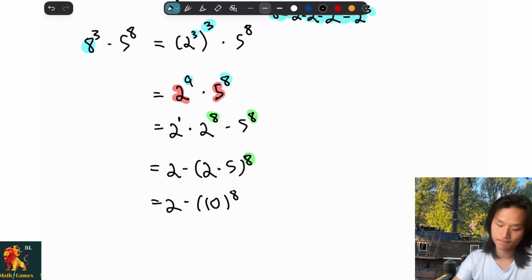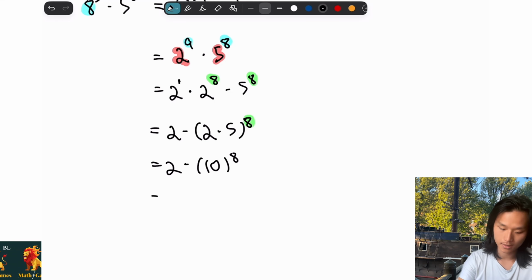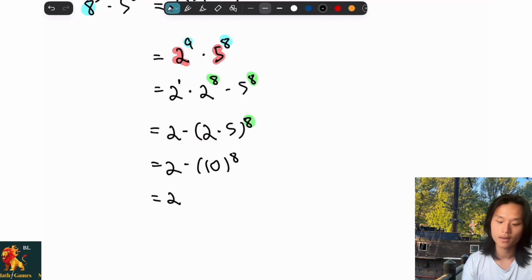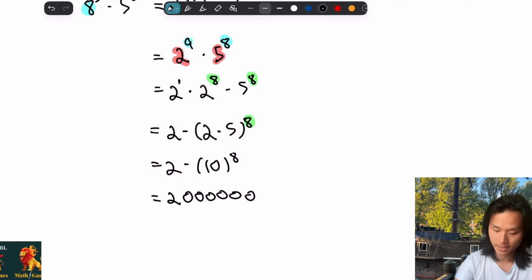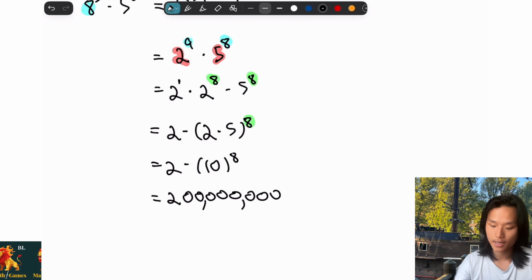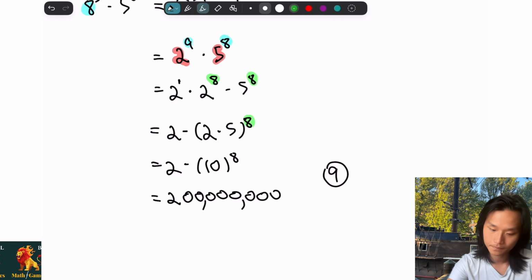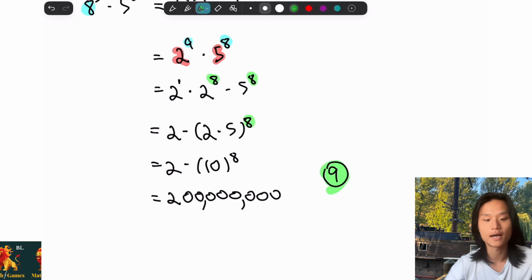So here we can see the number is just 2, and then we add 8 zeros at the end. So 1, 2, 3, 4, 5, 6, 7, 8. Okay. So we can see that there are 9 digits. And that's our answer.